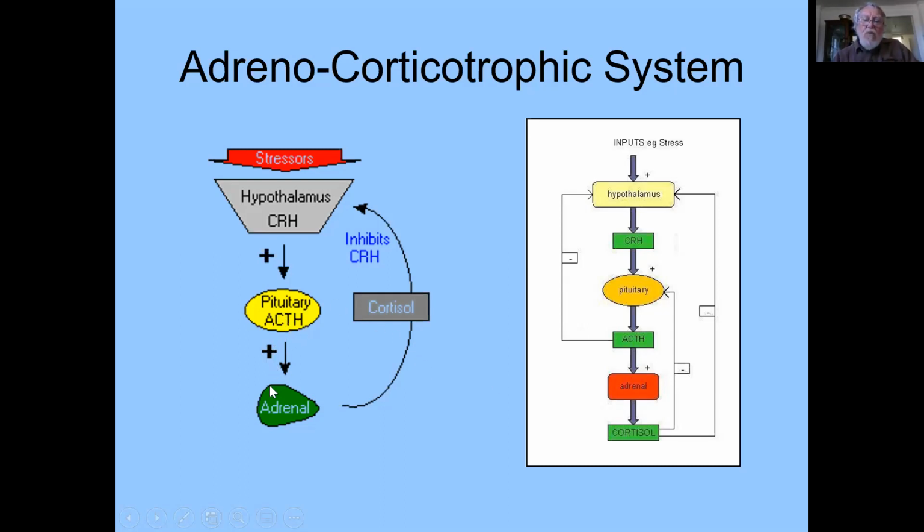It now travels through the blood down to the adrenal cortex. And the adrenal cortex can release either cortisol in the human or corticosterone in the animal. And of course, what is basically happening when there is a stress or a stress response or a stress adaptation?